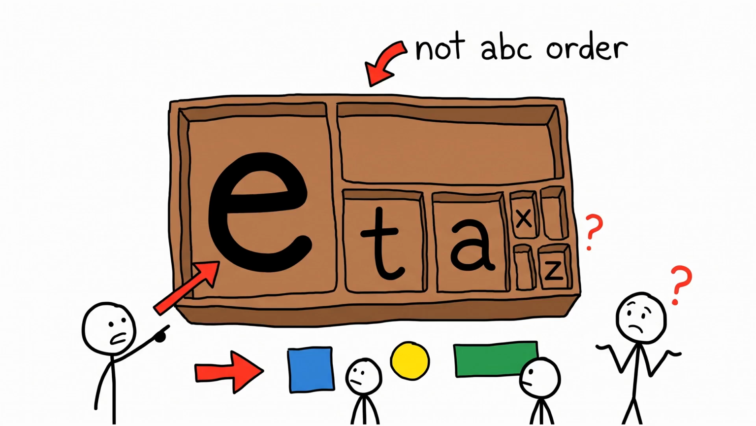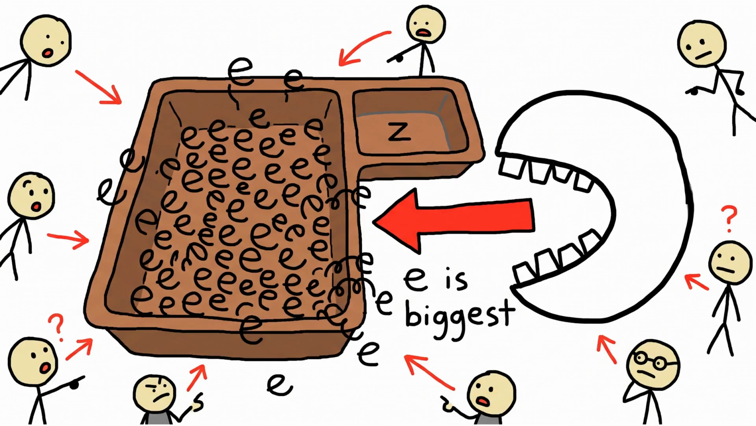The layout was not simply alphabetical either. It was practical. Common letters got bigger compartments. Rare letters got smaller ones. In later American job cases, the box for lowercase e was the largest because English absolutely devours e's.